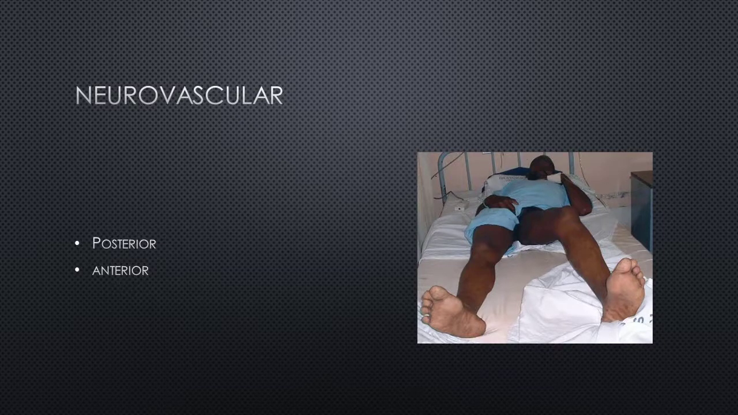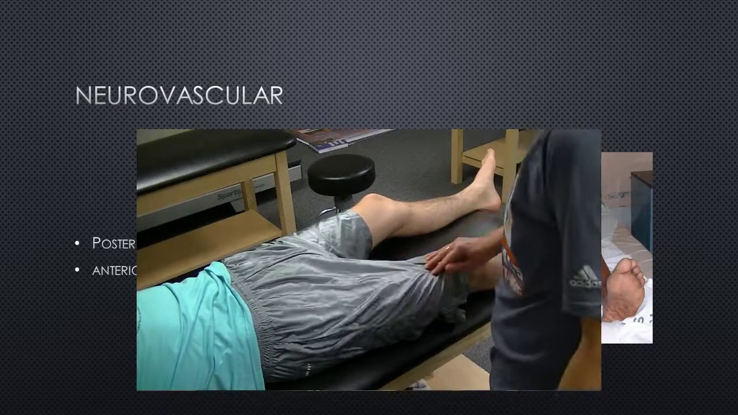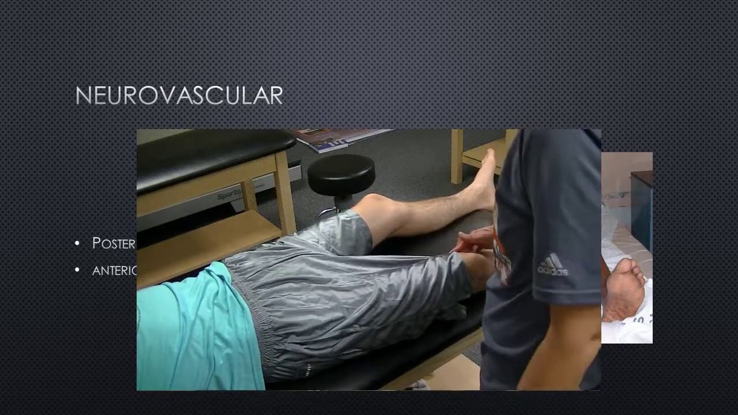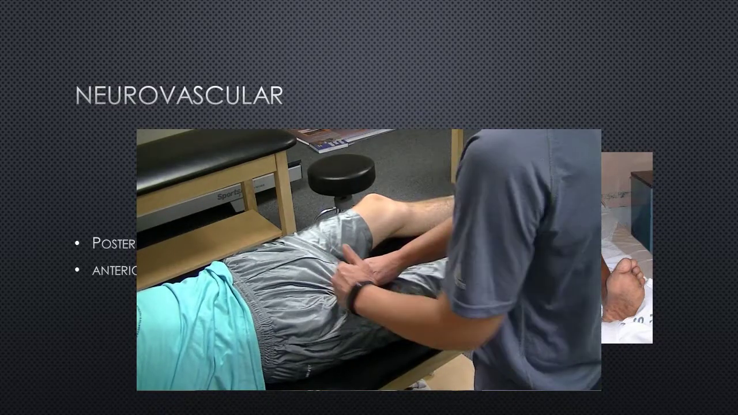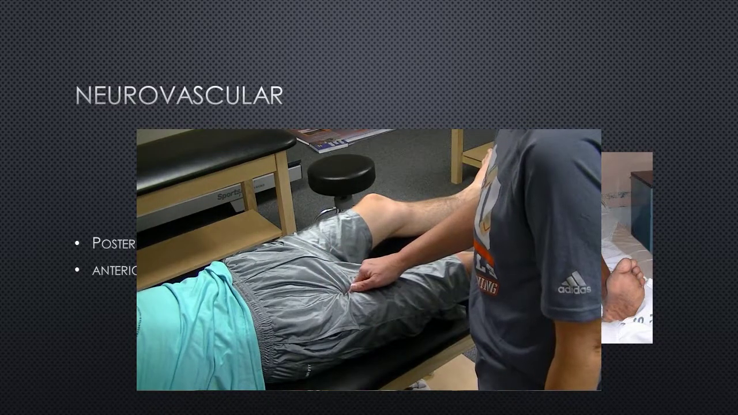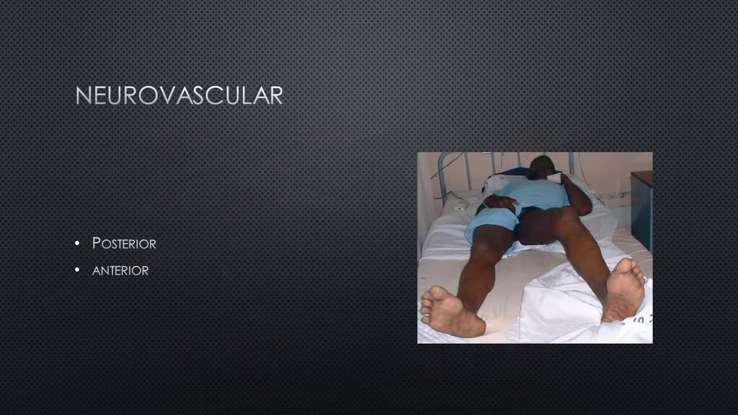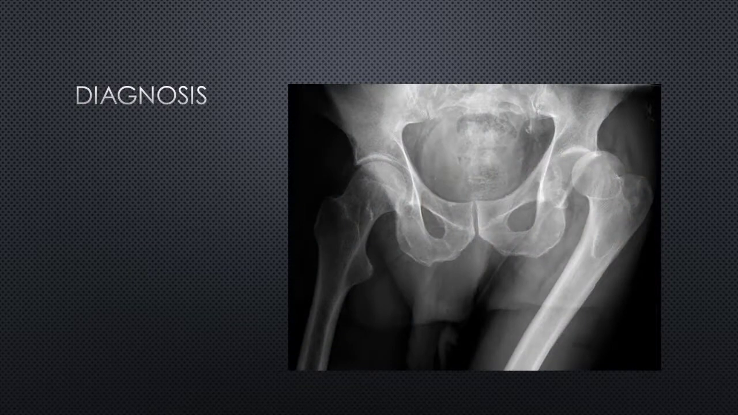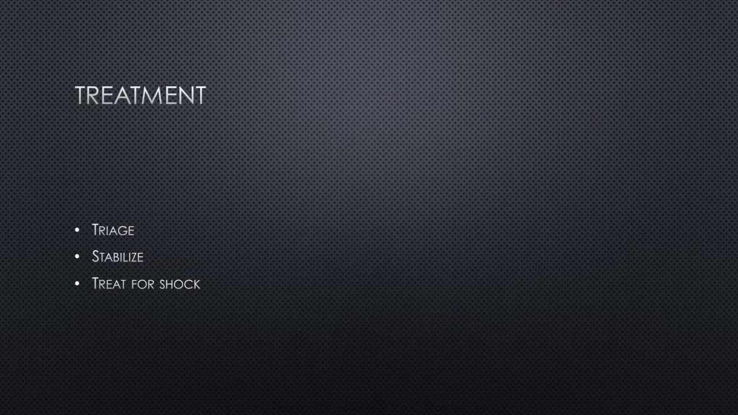The femoral triangle is going to be found looking at the borders of the sartorius, the adductor longus, and the inguinal ligament. The nerve, artery, and vein all come through the femoral ring and can be located in that triangular space. Diagnosis is going to be via X-ray or MRI. Treatment for a hip dislocation is very important. You need to triage and stabilize as well as treat the patient for shock.